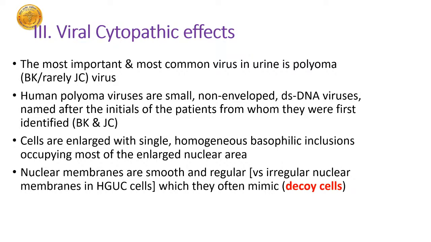Few other changes occur in the category of negative for high-grade urothelial. Just an interesting thing, both BK and rarely the JC virus take this abbreviation from the patients in whom they were first identified. And we know that polyoma viruses are double-stranded, non-enveloped viruses, and they have a single homogeneous basophilic inclusion. These are often called decoy cells. Next slide, please.